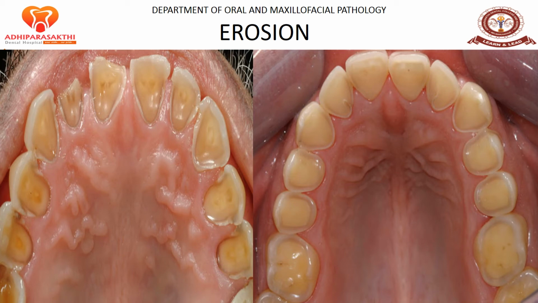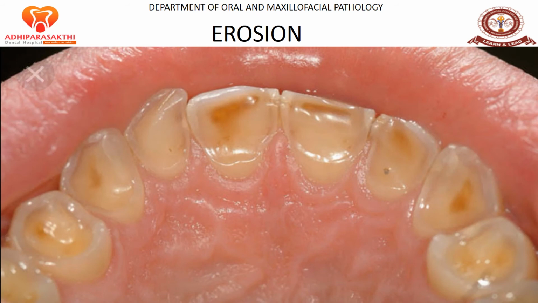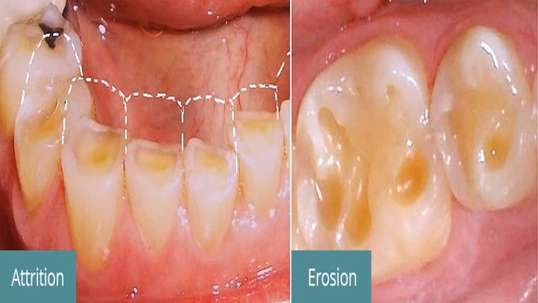In the first picture and the second picture, we can see the dissolution of the lingual surface of enamel of all the teeth, whereby the dentin and pulp are clearly exposed. The yellowish dentin and the pulp are clearly exposed. So this is also one more example for erosion. In this picture we can see that the enamel of all lingual surfaces has been dissolved. So this is the difference between attrition and erosion.